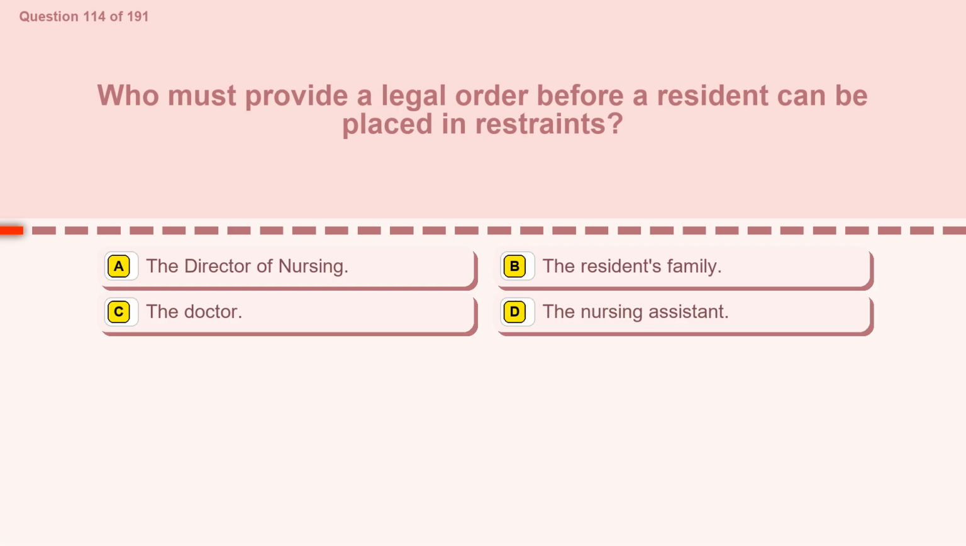Question 114. Who must provide a legal order before a resident can be placed in restraints? Option A, the director of nursing. Option B, the resident's family. Option C, the doctor. Option D, the nursing assistant.